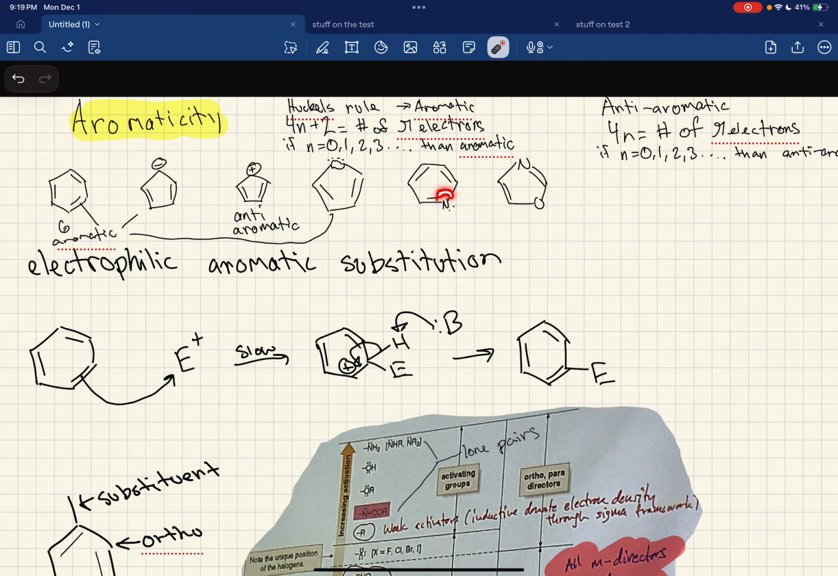Let me think. That's sp2 hybridized, but these are in a p orbital and not in a pi orbital. Yeah, so I messed up. These are in a pi orbital. These ones are in a p orbital. They're kind of stuck there. They can't resonate.